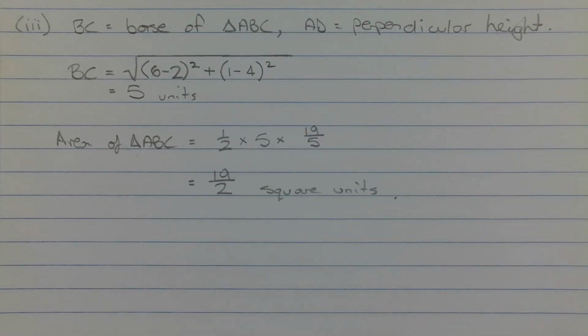To find the length of BC, we need to use the distance formula, that is the square root of (x2 minus x1) squared plus (y2 minus y1) squared, which is based on Pythagoras' theorem. In this case, BC is equal to the square root of (6 minus 2) squared plus (1 minus 4) squared, which gives us 5 units. So to find the area of triangle ABC, it's half times the base times the height. Now the height, 19/5, we found in part 2. Multiplying all that together, we get 19/2 square units.